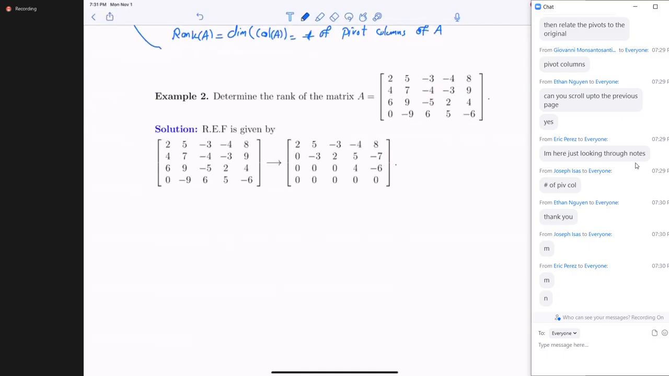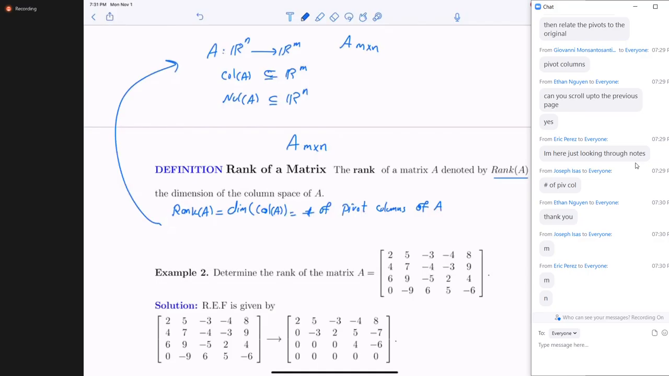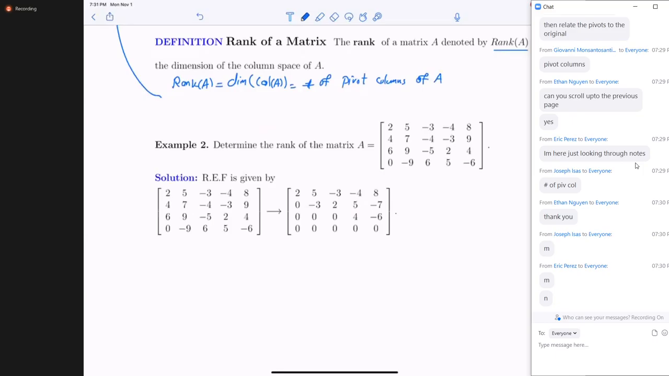Now let's go back to the rank, and I'm going to evaluate the rank of a matrix in example number two. Example number two: determine the rank of the matrix A, which is given. First of all, if you are given a matrix like that, you need to find the row echelon form of the matrix to find the number of pivots, and then you can find the column space of A. So for saving time, I did the elementary row operations to get the row echelon form of the matrix A. All right, here is the row echelon form of the matrix.